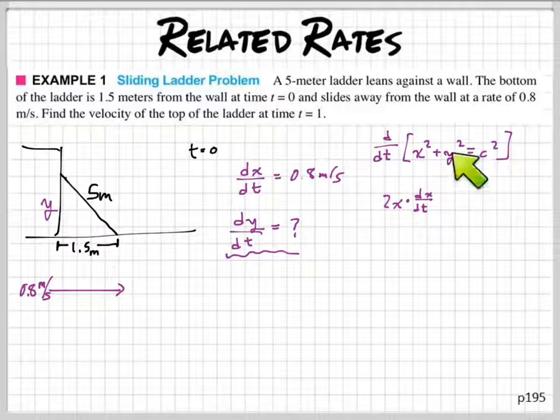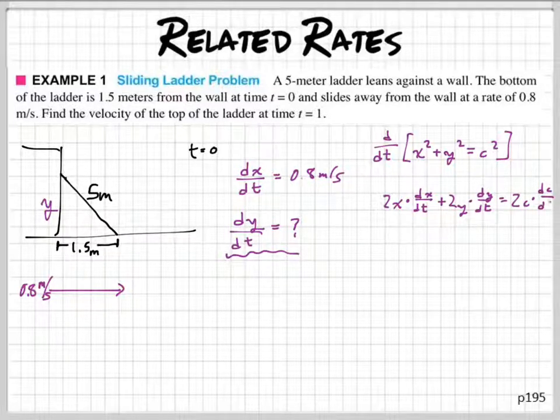Okay, now I'm going to take the derivative of y squared. Now remember, it's with respect to t. So that means we're going to have to do what we did with the x. So it's going to be plus 2y times dy over dt. And then I do it with the last one, 2c times dc over dt.